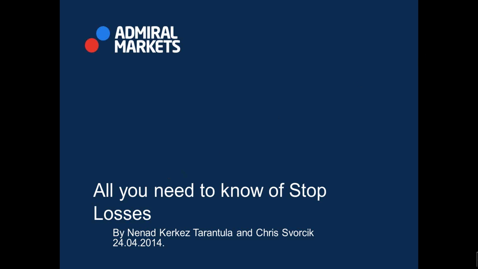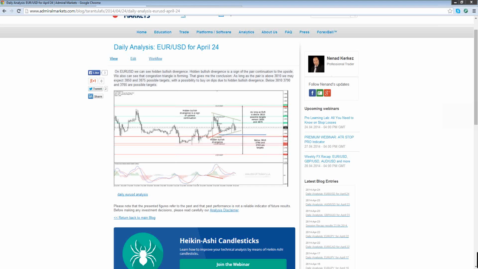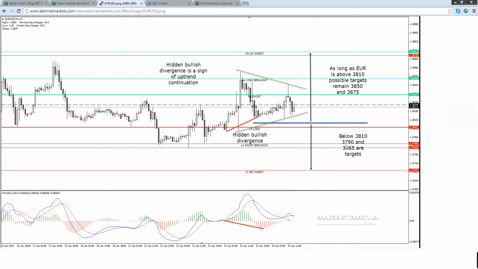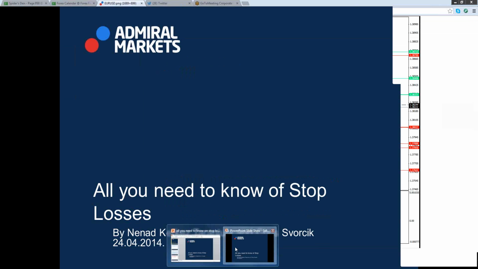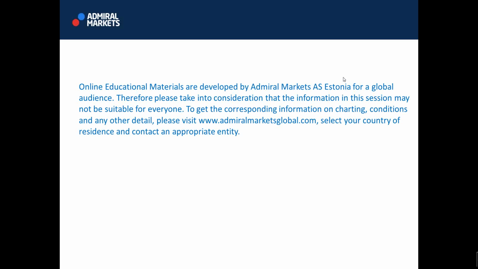As always, be sure to check our Admiral Markets blog. This was the analysis from today. As you can see, both setups were valid below 38.10. 37.90 was hit, above 38.10. Euro is jumping up, so excellent. As always, we try to be excellent with our analysis, so pay attention to that.